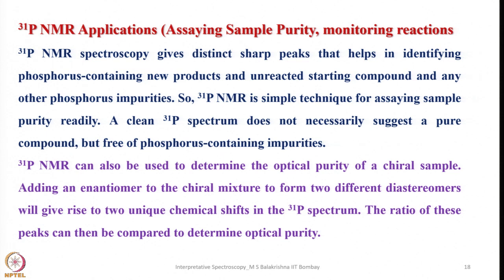31P NMR can also be used to determine the optical purity of a chiral sample. Adding an enantiomer to the chiral mixture to form two different diastereomers will give rise to two unique chemical shifts in the 31P spectrum; probably at the end I will show you some examples. The ratio of these peaks can then be compared to determine the optical purity.